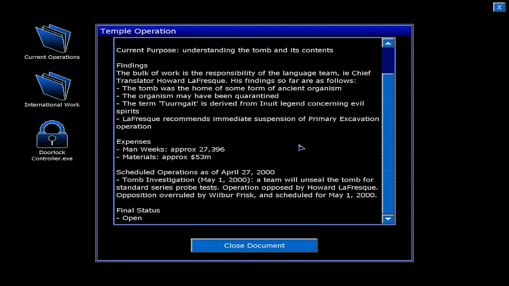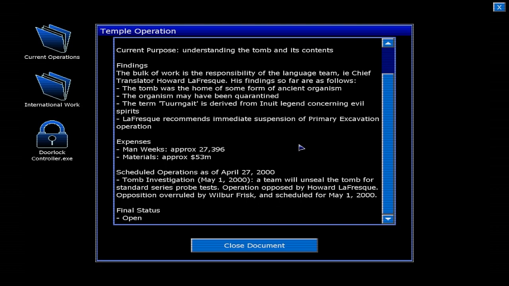The home or tomb was the home of some ancient organism. The organism may have been quarantined. The term Turngat is derived from the Inuit legend concerning evil spirits. Lefresque recommends immediate suspension of primary excavation operations. Man weeks, approximately 27,000. Approximate materials, 53 million.